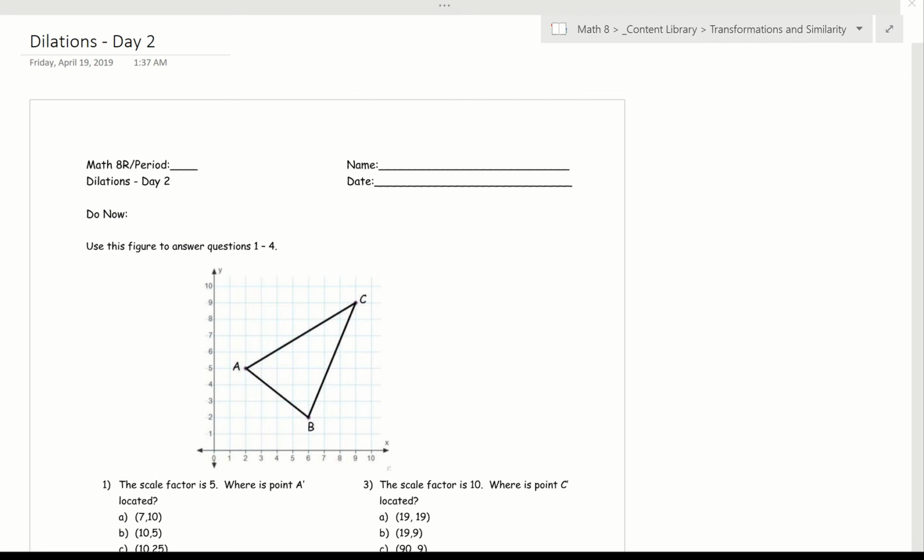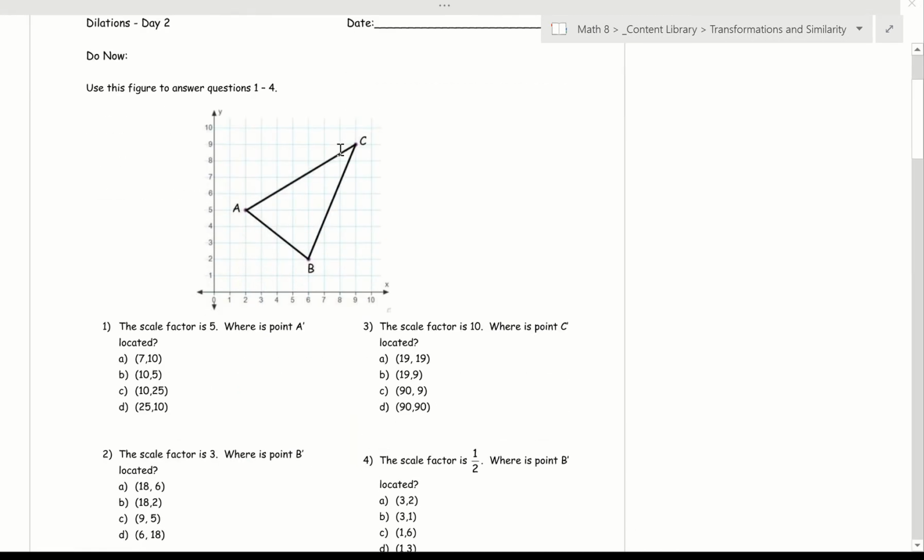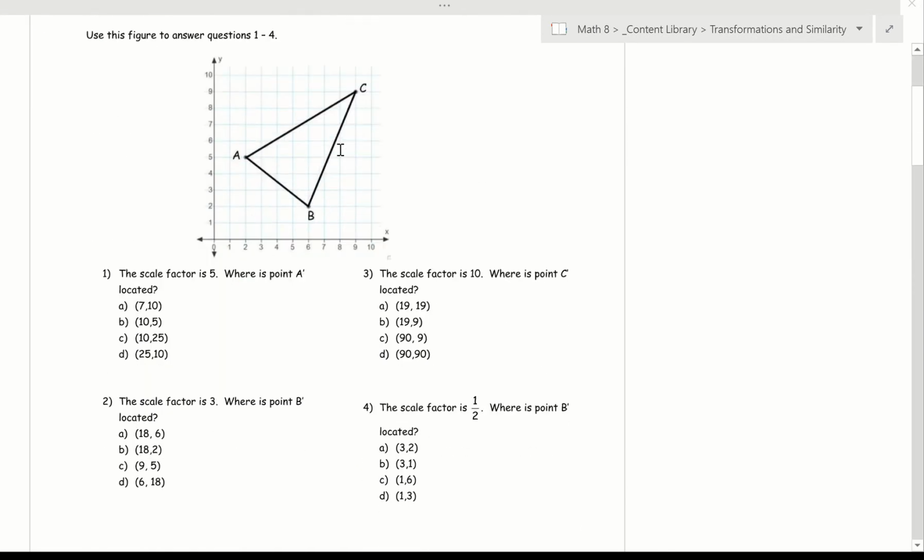Okay, my dears, we're going to do dilations day 2 now. So if you take that part of the packet out, otherwise it's in OneNote. And please do the do now. You can pause here and do the do now. That's on you guys. It's good practice, so please try doing it.